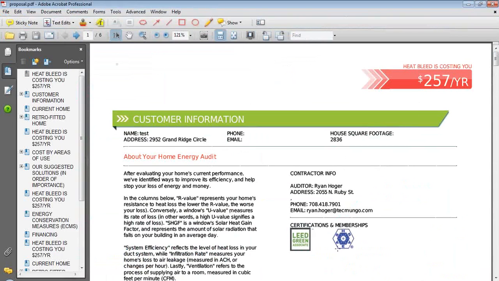Open. So it's a 6-page proposal. This is what it looks like. Up at the top, it tells you what the total a year is. If you keep waiting, it's going to cost you $257 more a year to run your house if you don't do the things we just recommended.